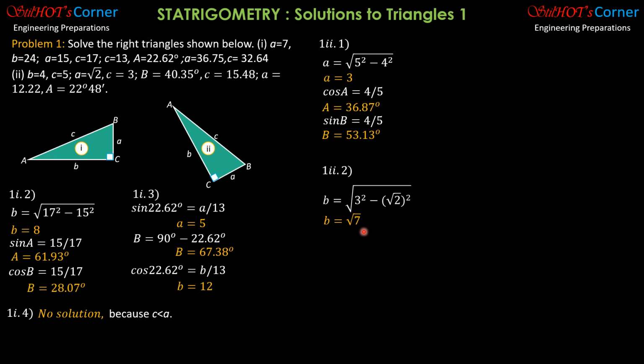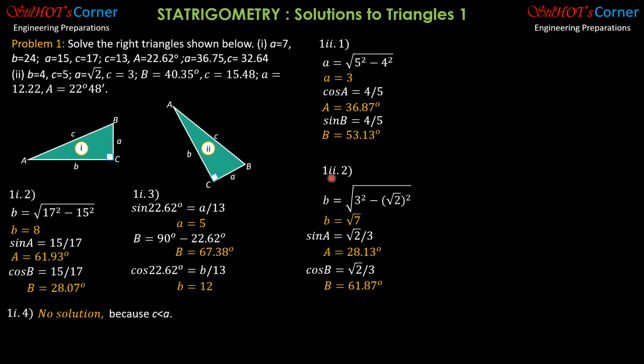Then to solve for angle A, we use sine of angle A equals side A, square root of 2, over C, 3. So angle A is inverse sine of square root of 2 over 3, and it is 28.13 degrees. Then we use cosine of angle B equals A over C, and A is square root of 2, C is 3. So B is 61.7 degrees. If you add A and B, it should be 90 degrees.